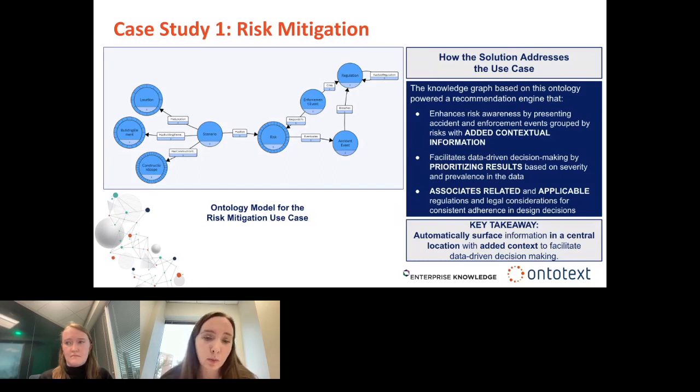of manual time spent by employees searching for information in a large amount of unstructured documents, those thousands of documents that were siloed in a bunch of locations, and was able to automatically surface all of this info together in a central location with additional context to really facilitate that data-driven decision-making with all that additional information that before they either would have to spend a lot of time finding or would be unable to find.